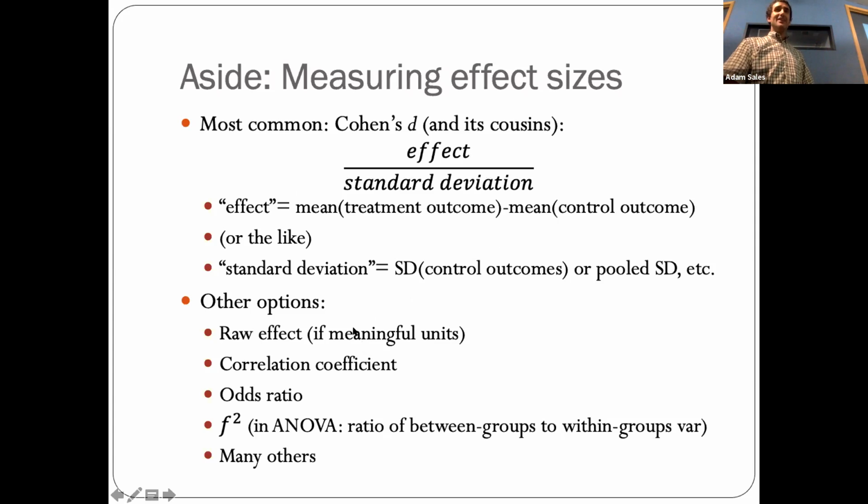On the other hand, if it is a meaningful measure, like let's say I want to estimate an effect on SAT scores, most people who go to college take the SAT, and so we know what a 700 is, or what a 600 and a 500 and a 400 is. If I say something has an effect of 50 points on the SAT, okay, I know what that means, right?